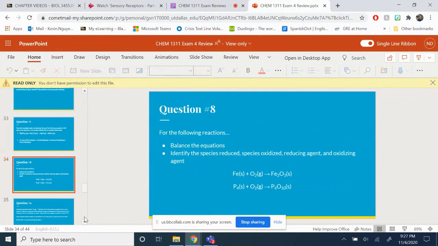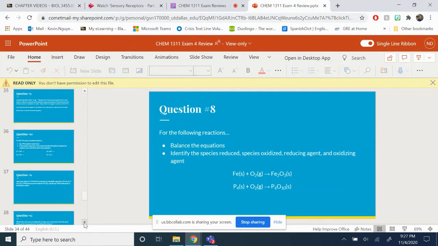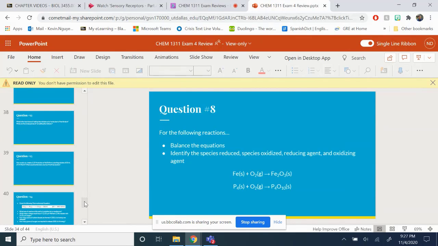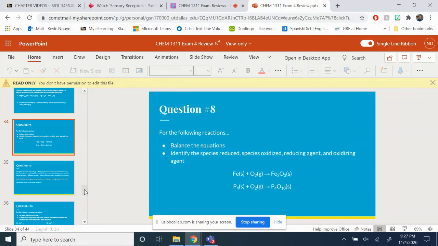All right, so moving on to number 8. Looks like there's only 14 questions total, so let's see if we can make it through all of them. Shouldn't be too bad. So let me write out this one. Looking at number 8, they want us to balance the equations and then see which ones are oxidized, reduced, and what the reducing agent and oxidizing agent are.